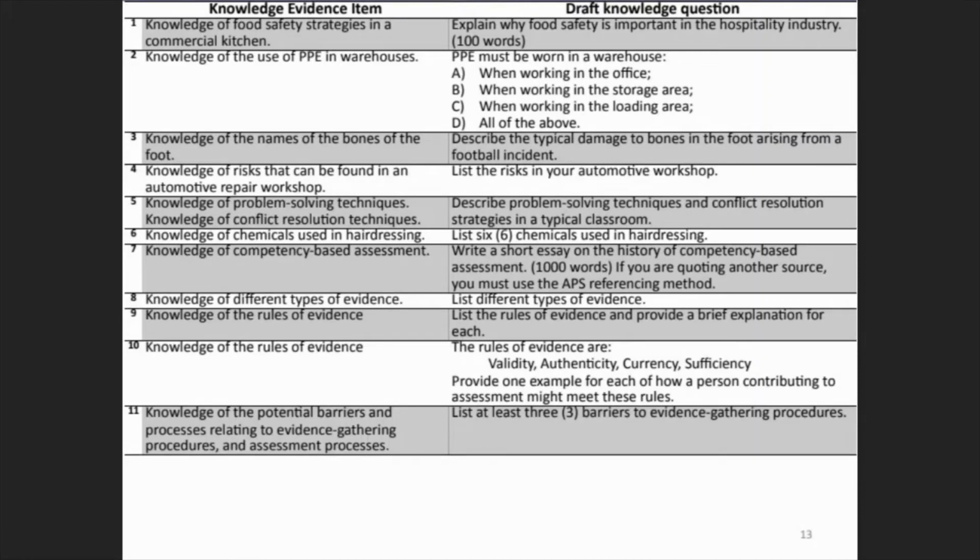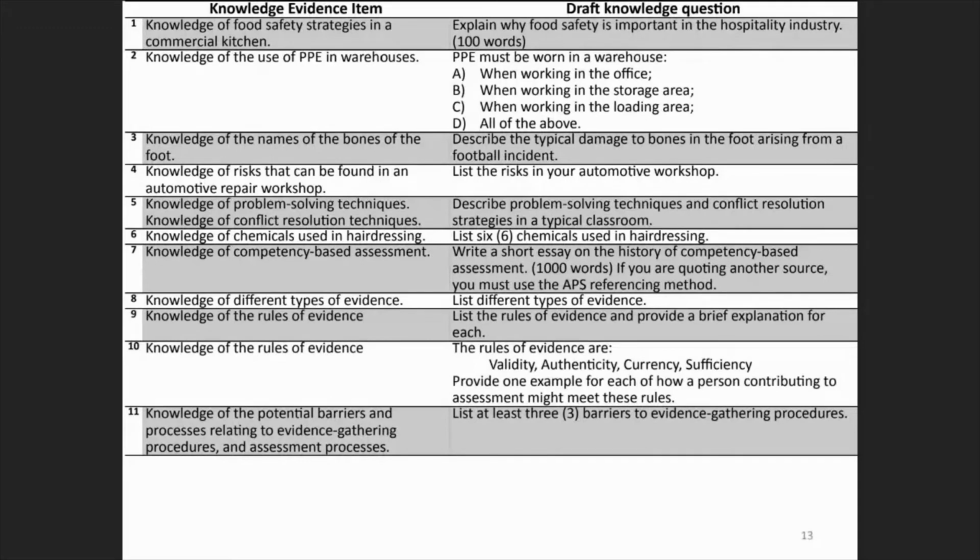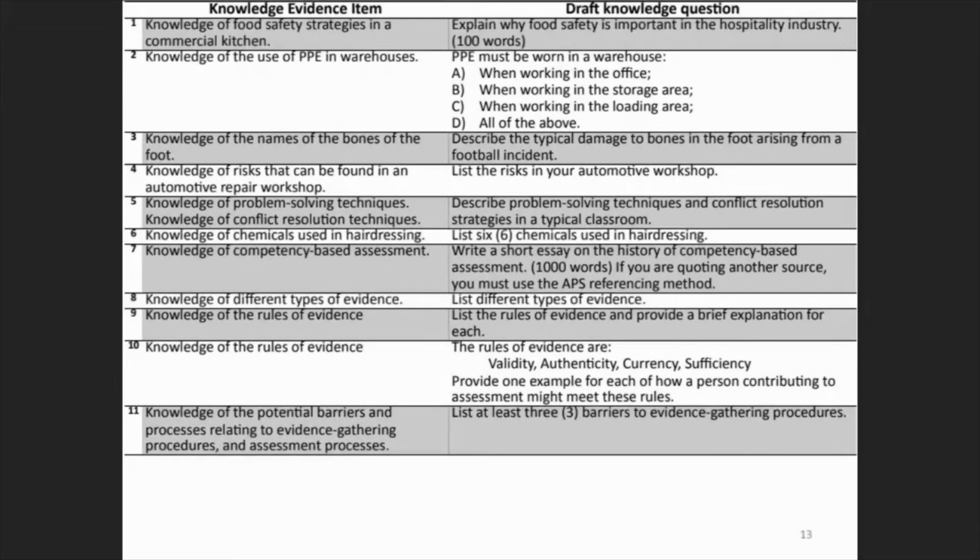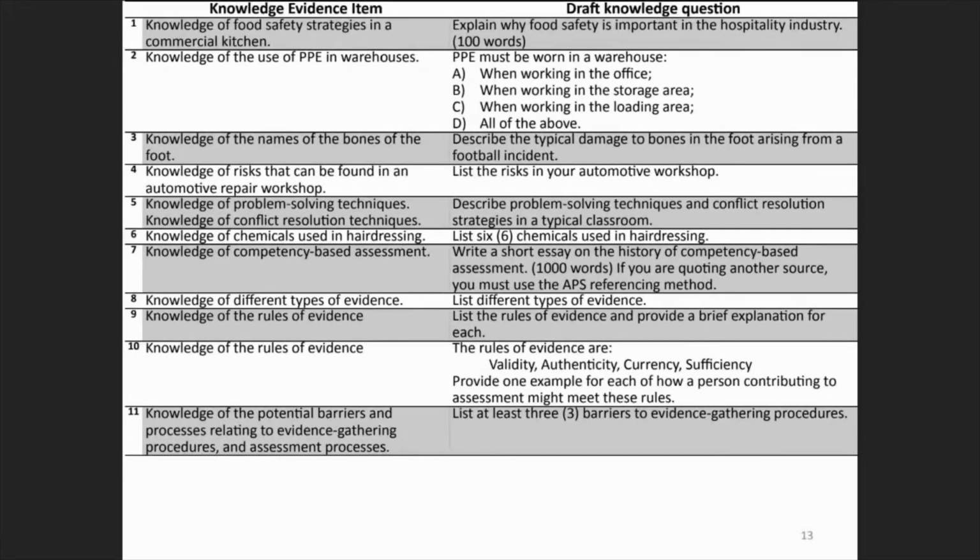Number three, the knowledge question there for number three, the AQF level is quite wrong. In this case, they just know the names of the bones of the foot. This is probably a very low level unit of competency. But describe the typical damage of bones of a foot arising from a football incident is sophisticated. It requires more than just knowing the names. It requires knowing and having an understanding of how all of these named bones relate to each other and how they can be impacted one upon the other and so on. So the knowledge question is much higher level and much more sophisticated than the knowledge evidence requirement.